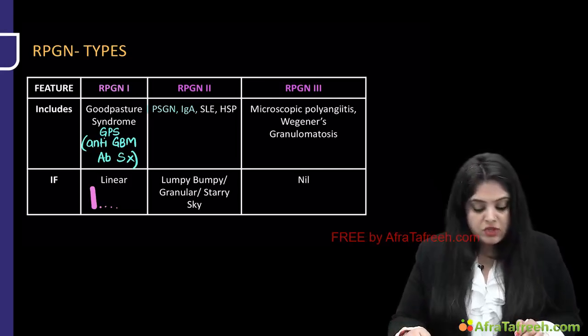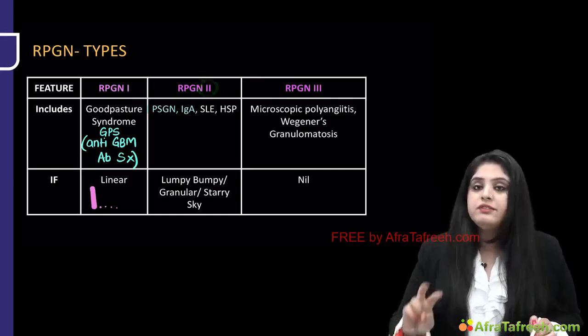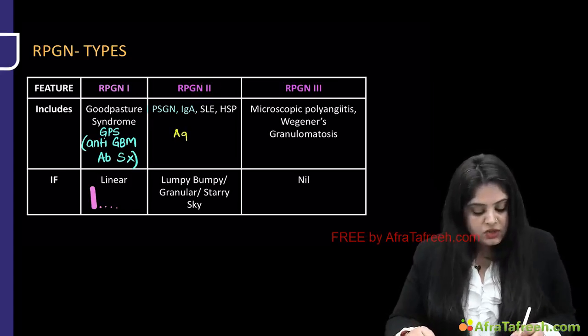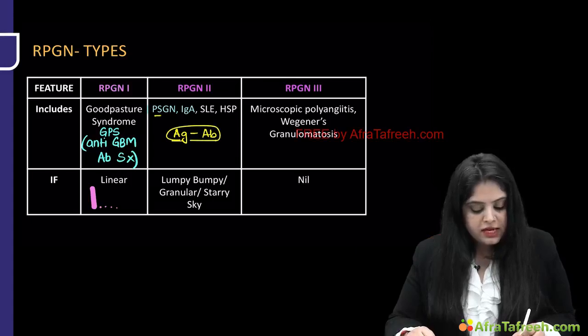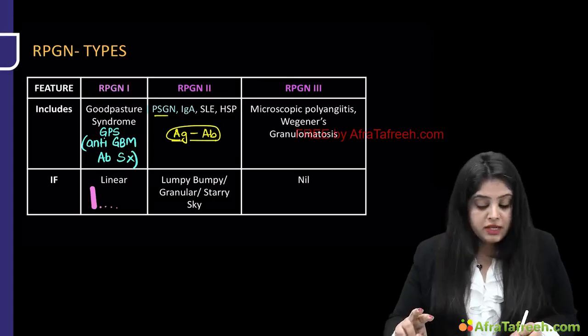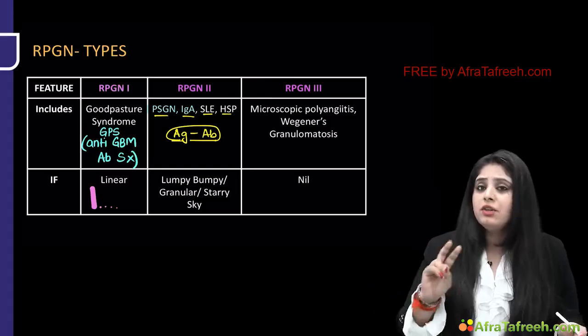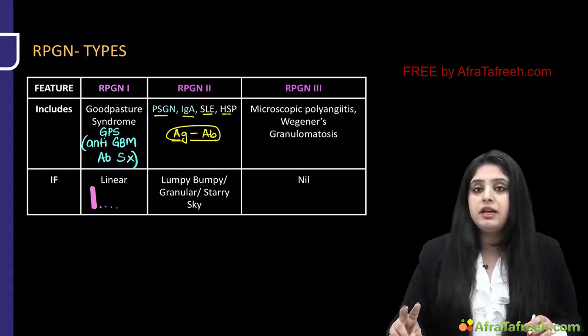Now let's come to RPGN type 2. Type 2 has two things. What do I mean by two things? Whenever I can see some antigen and antibody kind of a thing happening. Like in PSGN I could see antibody, antigen, antibody things. In Berger's I could see infection, antigen, antibody. HSP and SLE are all related to antibodies only. So all these antigen, antibody things come under type 2.